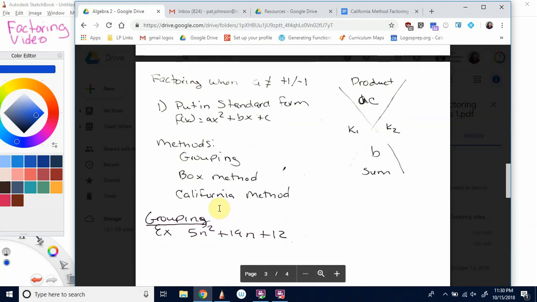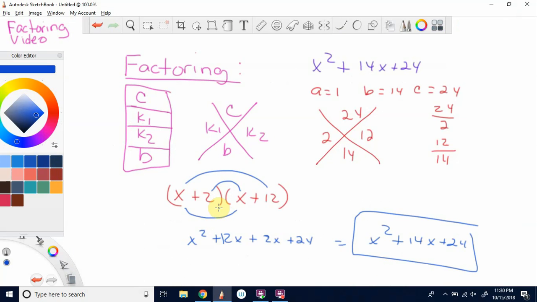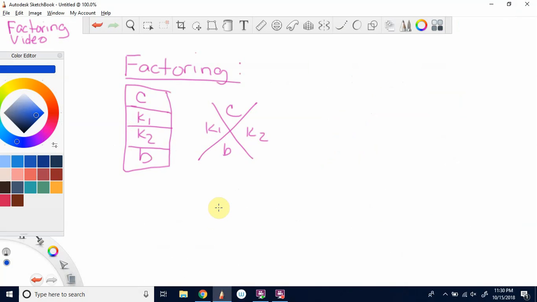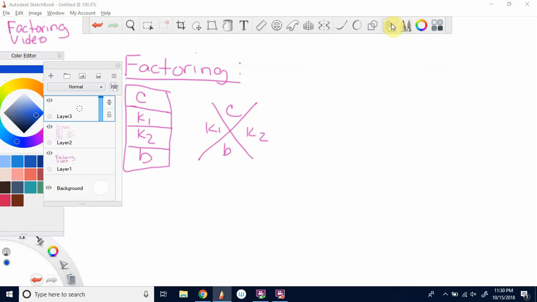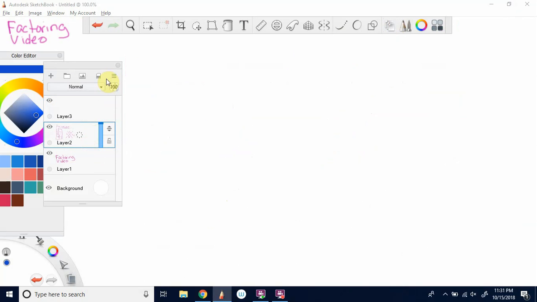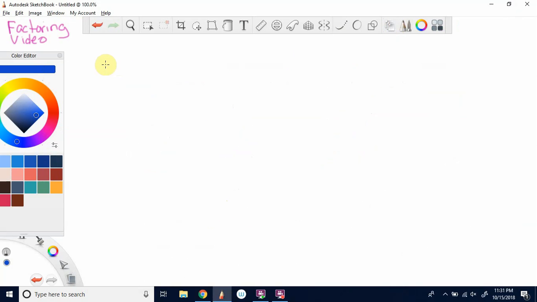All right, so factoring when A does not equal positive or negative 1. That's going to change how we do things totally. Okay, so how do we do it when A is not positive or negative 1? The first thing, again, is we put it in standard form. Make sure it's ax squared plus bx plus c.